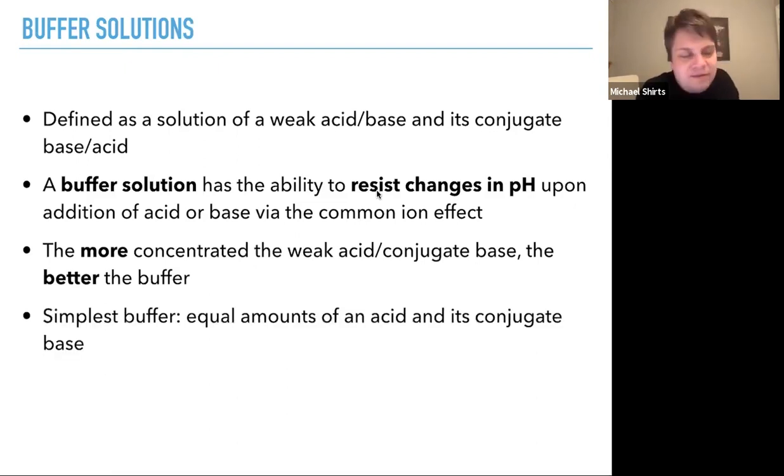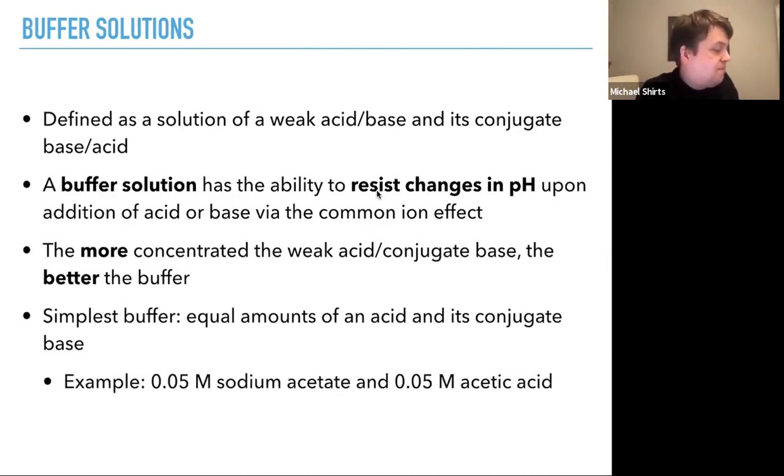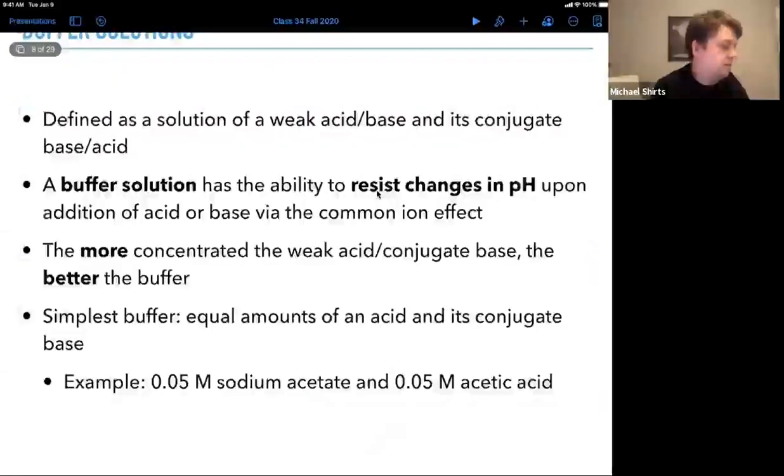So the simplest buffer would be just equal amounts of an acid and its conjugate base. Or one could create that by, say, taking a certain amount of weak acid and then adding exactly half that amount of a strong base, which would create equal amounts of acid and conjugate base. So 0.05 molar sodium acetate and 0.05 molar acetic acid would be a good buffer.